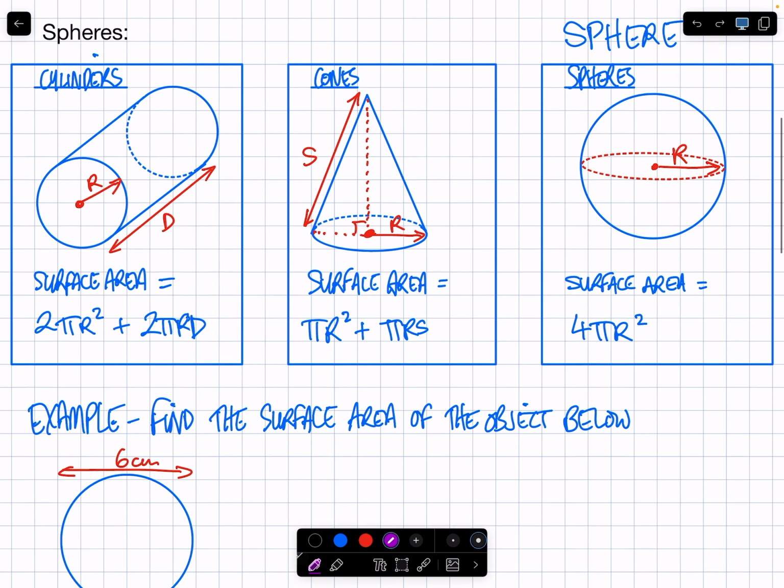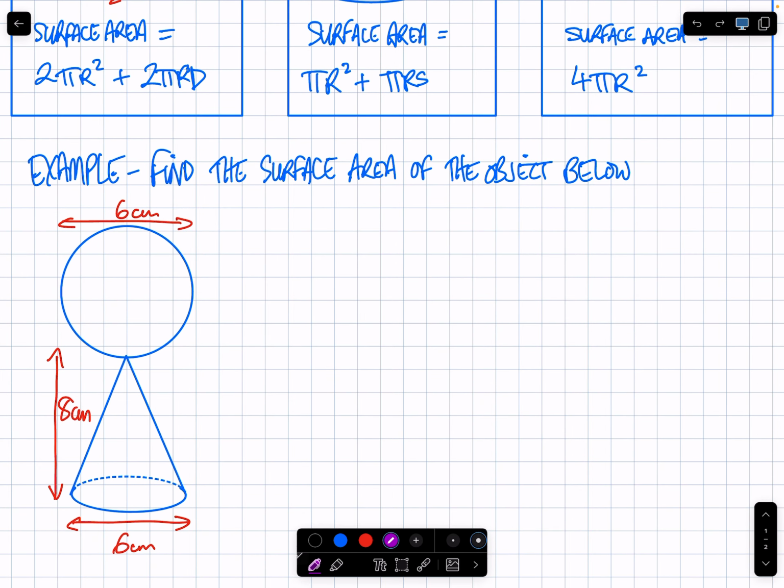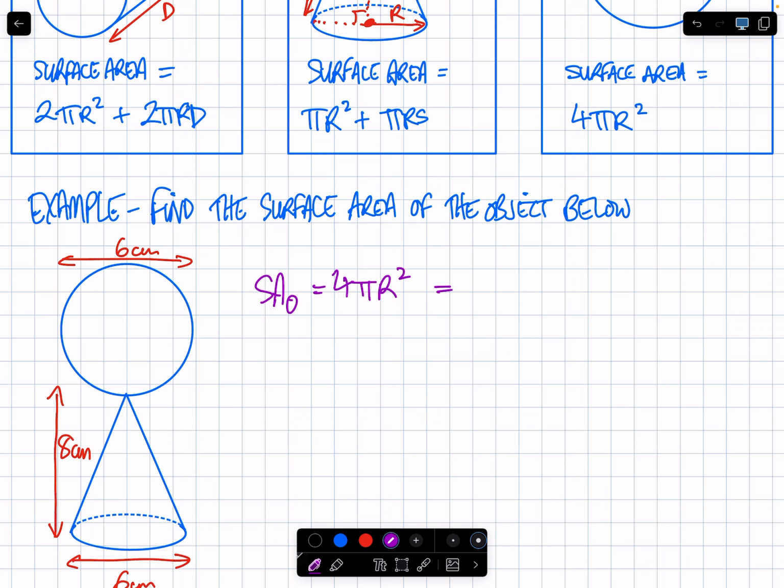Okay. All right, find the surface area of the object below. What 2 shapes do we have here? A sphere and a cone. Good. So the surface area of the sphere is going to be 4 pi r squared. What is the radius of that sphere? Does the diagram tell you the radius of the sphere? Not directly. You can work it out. What would the radius be if the diameter is 6? 3. So 4 pi 3 squared.